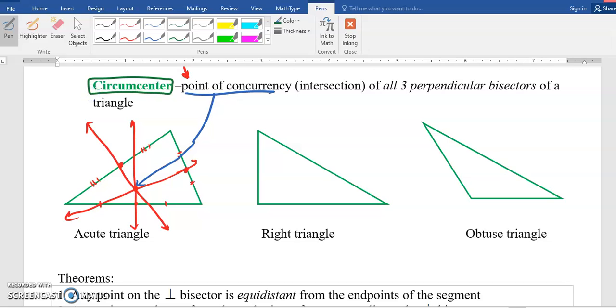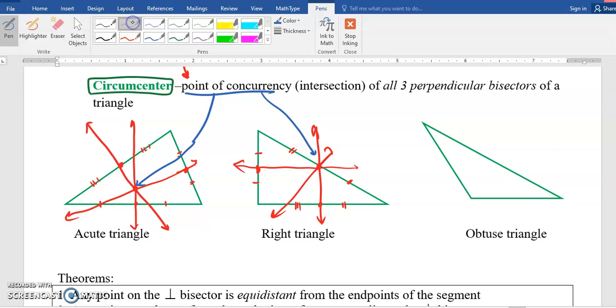Now that was an acute triangle. What happens if we do the same thing with a right triangle? I'm really bad at this one, I'm just guessing on the pieces. Okay, so I've got my perpendicular bisector, perpendicular bisector, and then the perpendicular bisector on that one. What happens is the point of concurrency is actually on the hypotenuse of the triangle. It's on that long side of the right triangle.